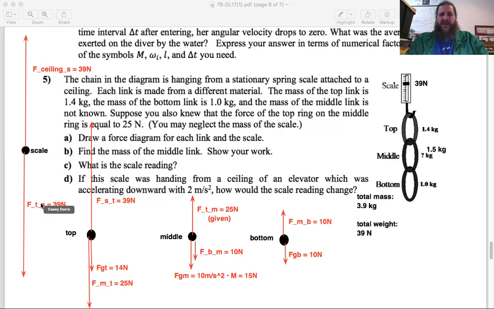It's measuring the force it has to exert to hold that up. That so happens to equal the total weight of these three rings, but only because we're assuming this is not accelerating. If in part D this whole thing is in an elevator that is accelerating, that's going to change things. And to figure out how it changes, I would go one step at a time, starting from the bottom and working your way up again. To begin with, if the whole thing is accelerating downwards with 2 meters per second squared, how would that change our calculations? What assumption would we have to modify?